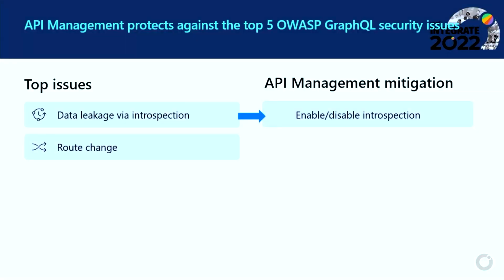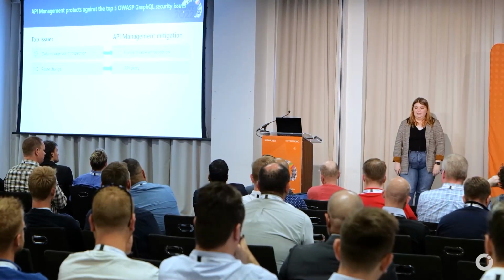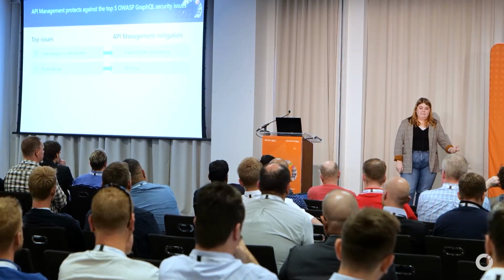Next is route change. With GraphQL, there are some pretty common /GraphQL paths that are the default of what people use, so it makes it pretty easy to spoof those endpoints, and it makes it a target for attack. And since API management creates an API proxy for your GraphQL API, this makes it a different endpoint that's maybe not as easy to attack and target as the existing endpoint.